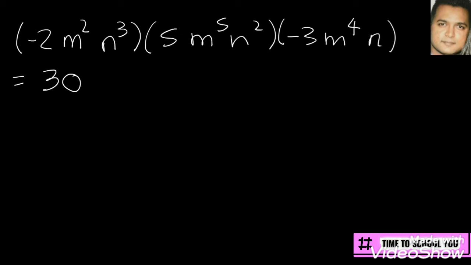The next step would be to multiply the m's. When we multiply the m's, the bases are the same because they are all m's, so we add the exponents. 2 plus 5 plus 4 will give me 11. Likewise, we'll do this with the n's. So n, 3 plus 2 plus the imaginary 1 will give me 6.